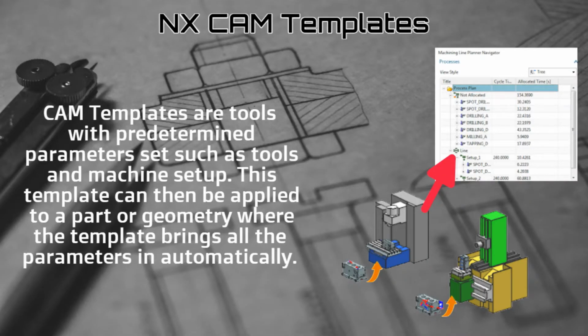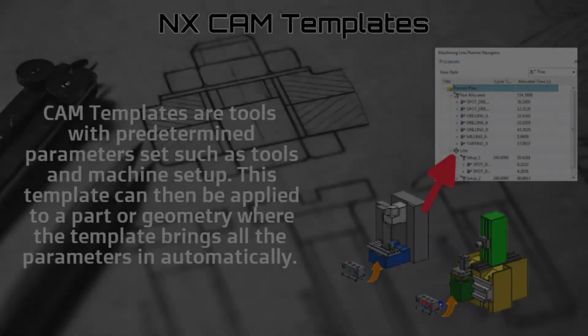So a CAM template is a way to either create geometry in a model or set up a model for a CAM operation. A CAM template is just a set of predetermined parameters, and this can be for either a tool or an exact setup, and the tool could have the tool dimensions and the speeds and feeds needed for that exact tool. In this example, we're going to go through making a tapping template. So let's go.